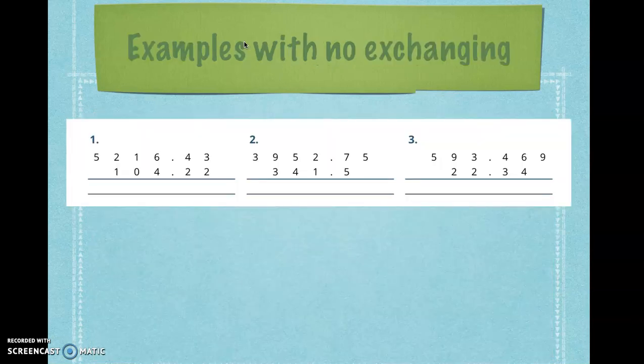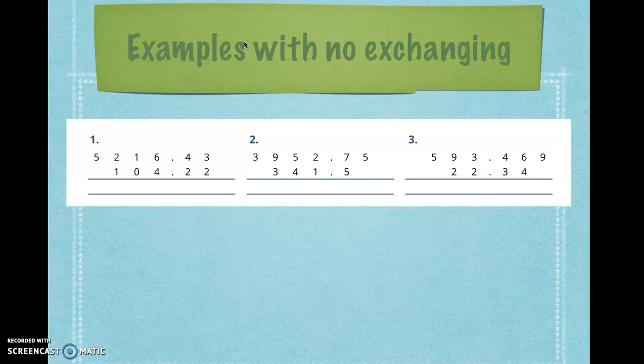So here, if you want to just have a go at these quickly, you should just be able to work all of these out from the differences. So the first one, the difference between 5 and 0, the difference between 2 and 1, the difference between 1 and 0, the difference between 6 and 4, remember your decimal point, the difference between 4 and 2, the difference between 3 and 2. You should just be able to do that left to right.